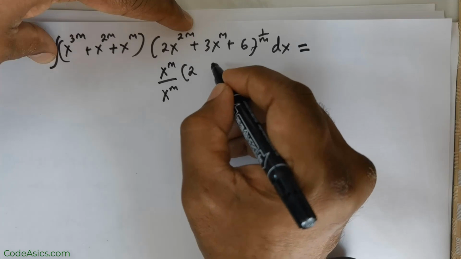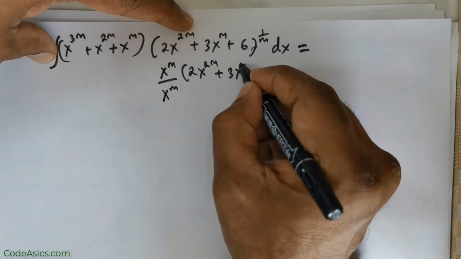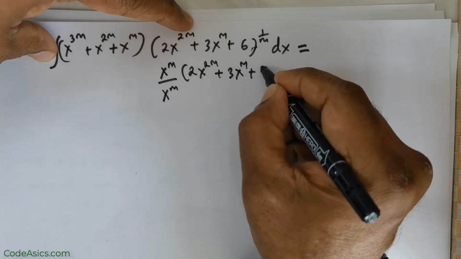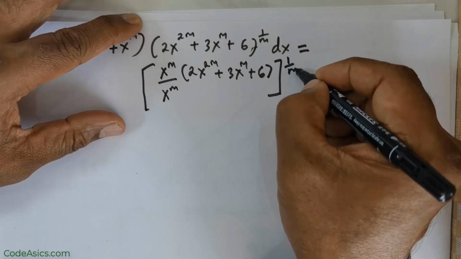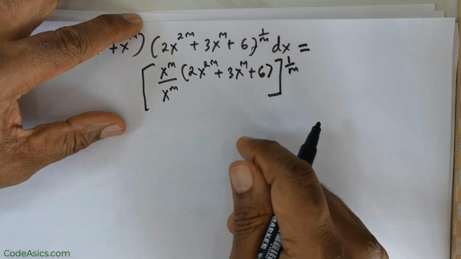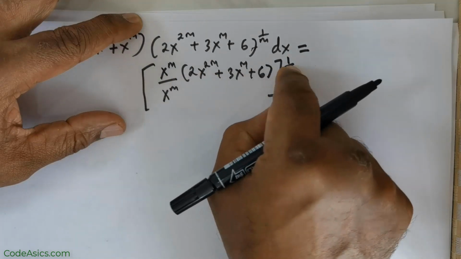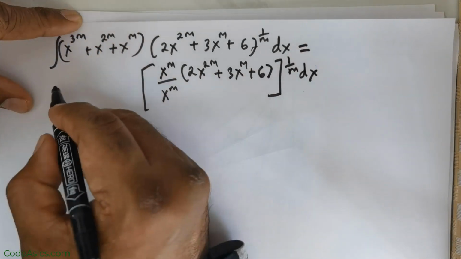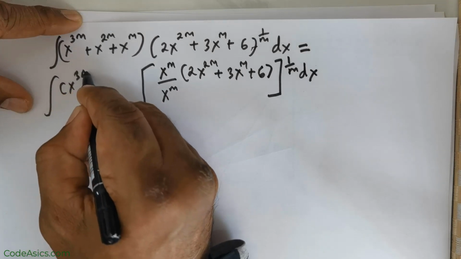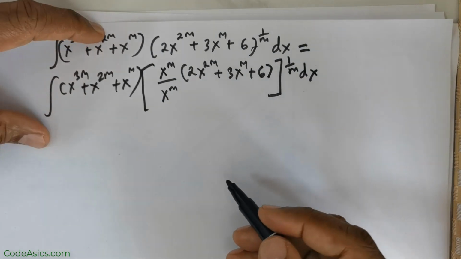This quantity, 2 times x raised to the power of 2m positive 3 times x raised to the power of m positive 6, has to be performed within 1 raised to the power of m. So this operation is done inside this exponent multiplied with dx, and of course you got x raised to the power of 3m plus x raised to the power of 2m plus x raised to the power of m there.